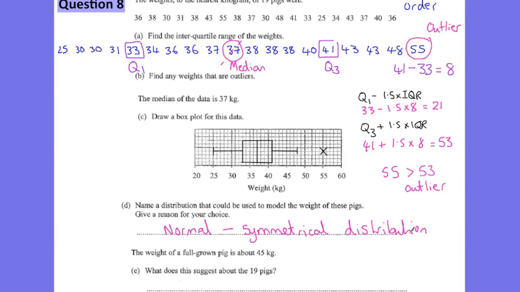We're then told that the weight of a full-grown pig is about 45 kilograms and asked, what does this suggest about the 19 pigs? So the weight of a full-grown pig is around 45 kilograms. We can see that most of our distribution is less than that. Over 75% of our distribution is less. Therefore, these pigs are not fully grown. Maybe they are young baby pigs. We need to say here that it suggests that the pigs are not fully grown.